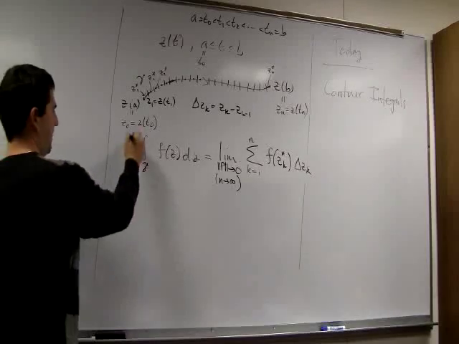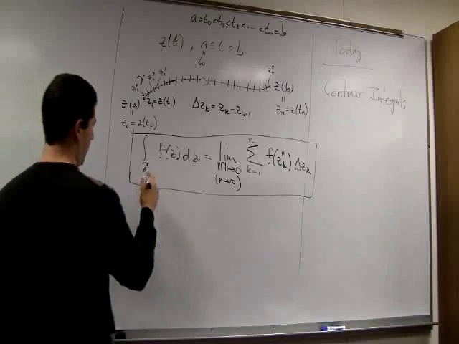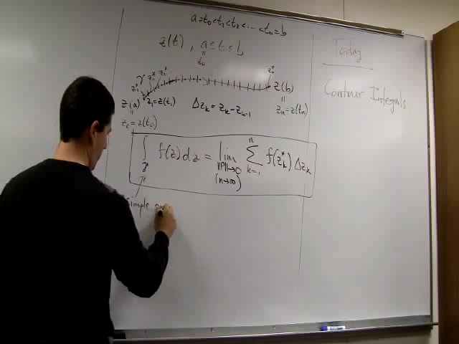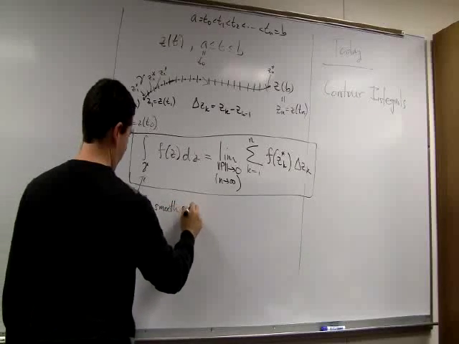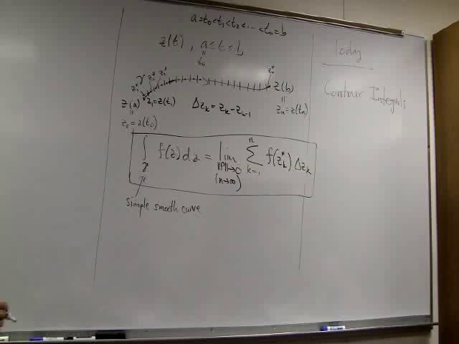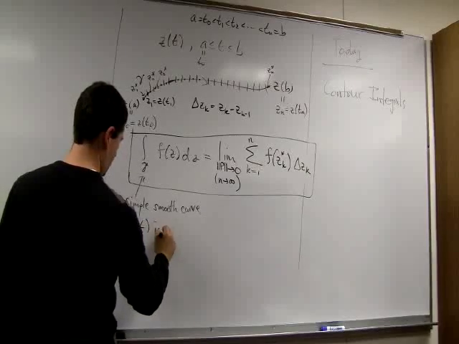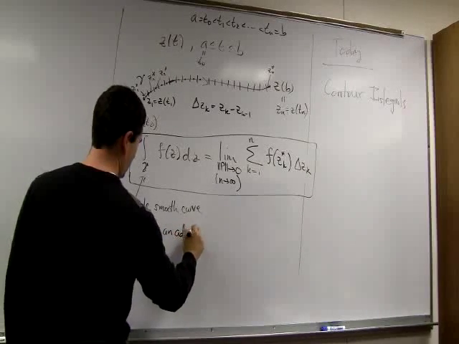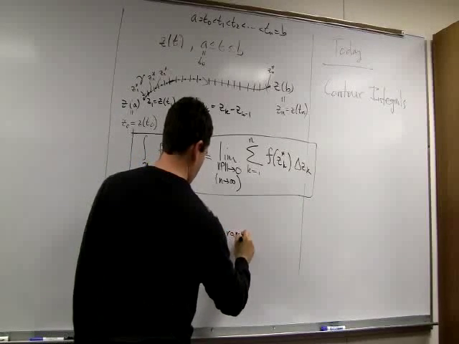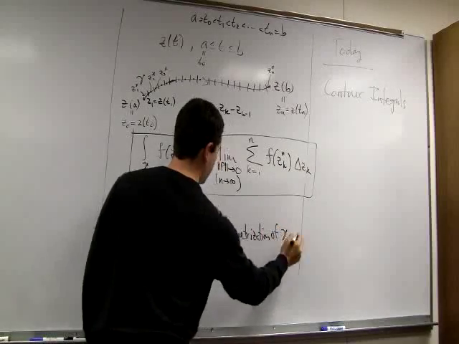Okay, so this is the definition for gamma here, right? So gamma should be, remember again, a simple, smooth curve. And z of t is an admissible parameterization of gamma.